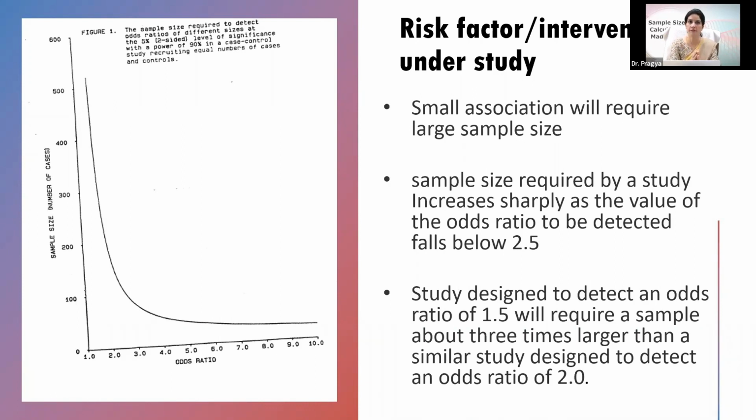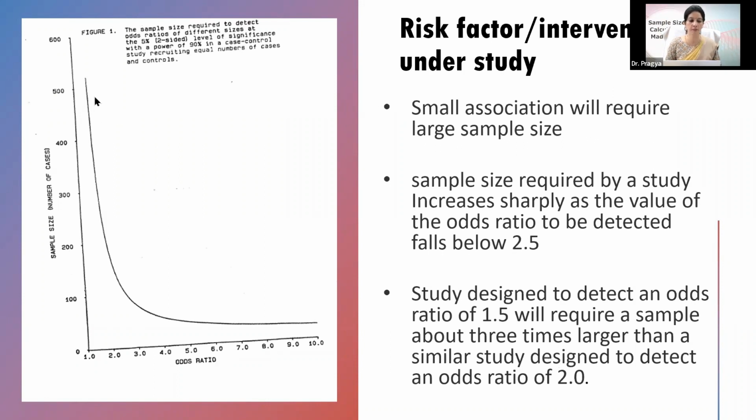If there is a small association, we will talk in terms of the odds ratio. If the odds ratio is small, then you need a larger sample size to detect that odds ratio. So that's how we say the sample size required differs if you are detecting 1.5 versus 2. Although the difference in odds ratio is only 0.5, you need at least 3 times larger sample size if your odds ratio is 1.5 instead of 2.